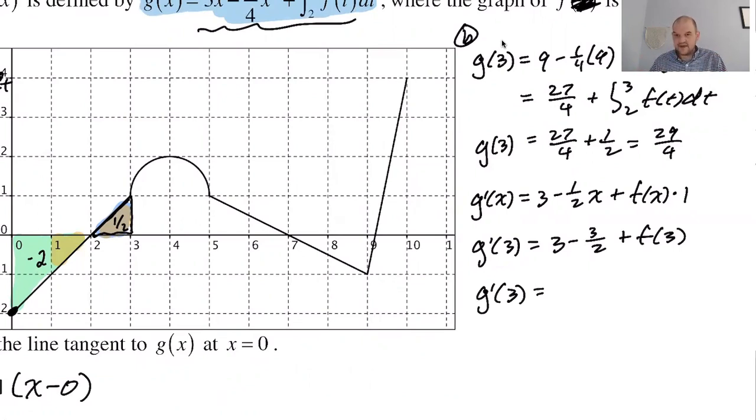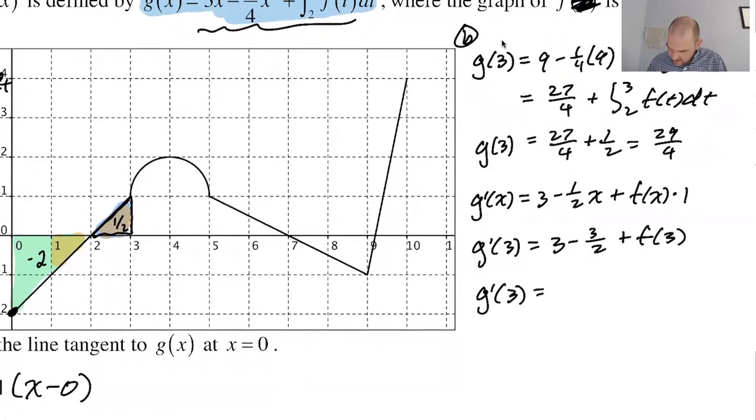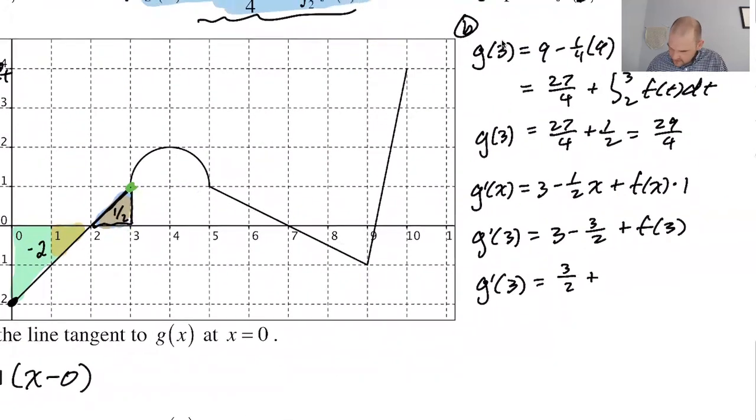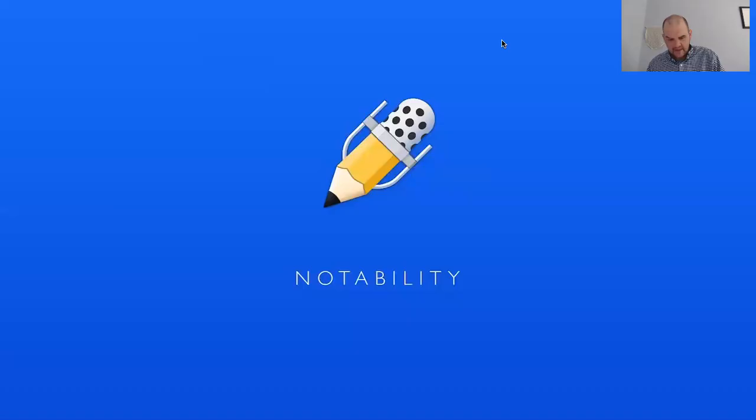6/2 minus 3/2 is 3/2. So 3/2 plus f of 3. If you go up here, you can see f of 3 is 1. So plus 1 is 5/2. So our tangent line is kind of crashed.